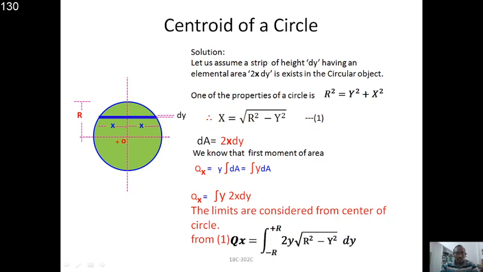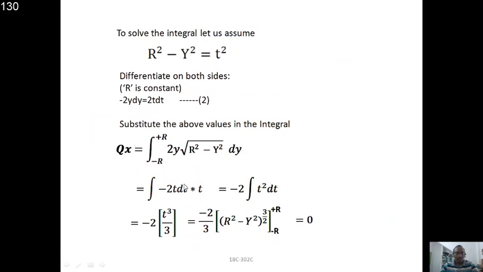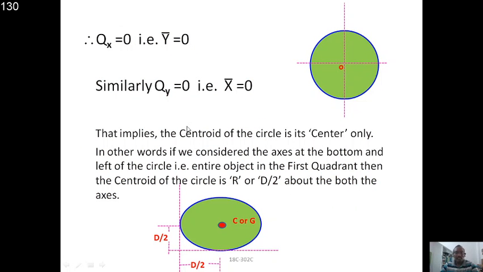Instead of taking the origin of the axis at the center of the circle, if we take it at the leftmost and bottommost points, that would be different. So now this will be the centroid value, equal to r, simply because it is 0 at that point. Similarly, if you do the vertical strip and integrate, you will get Qy equal to 0, or x bar equal to 0. That implies the centroid of the circle is its center only.